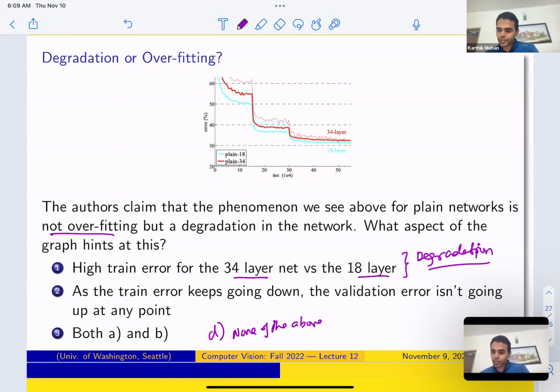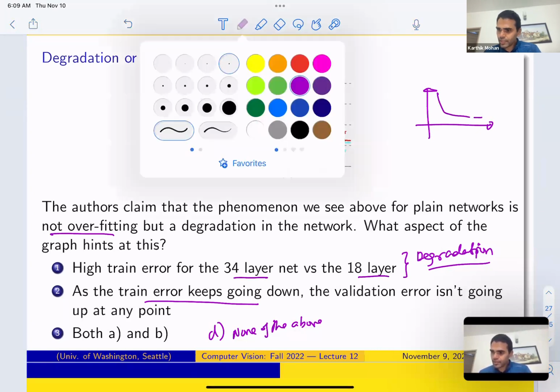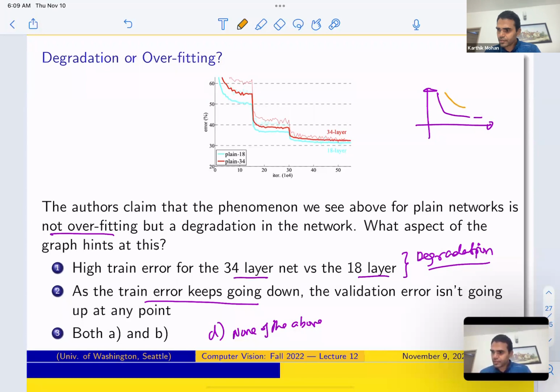But what explains overfitting? That you're not overfitting. With overfitting, as the train error keeps going down, the validation error may go up at some point. Remember the graph we had for overfitting: train error goes down, but your validation error goes up at some point. There is a point where your training error keeps going down, but your validation error goes up.